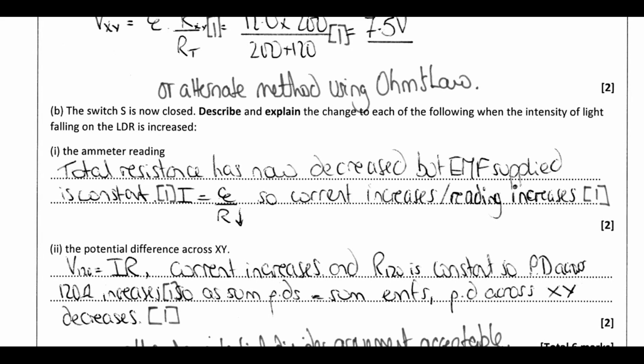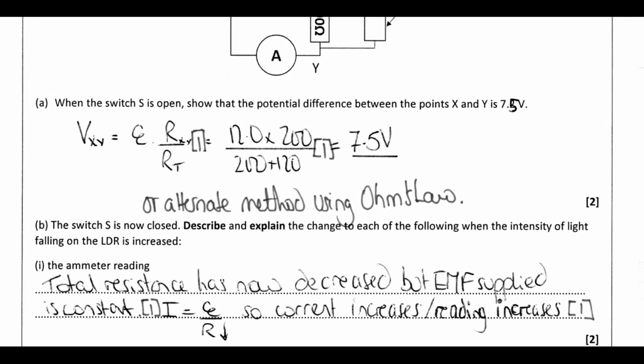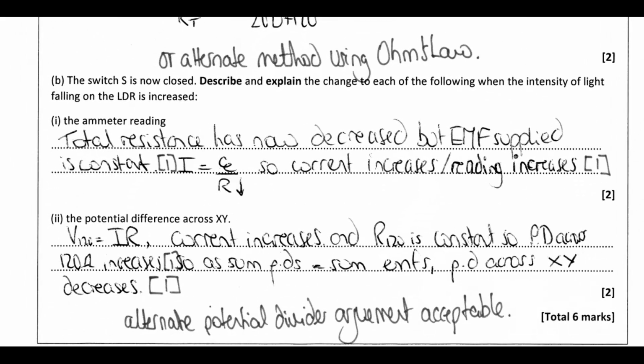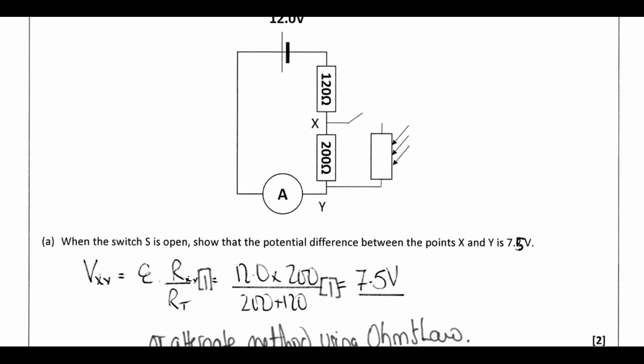Okay, so next one. So we've closed the switch now, so we've actually connected the LDR in parallel with the 200 ohm resistor. Describe and explain the change to each of the following when the intensity of the light falling on the LDR is increased. So when you close the switch, what's going to happen is you've connected a parallel component in. So the current supplied by the battery is going to increase because total resistance is going to decrease.